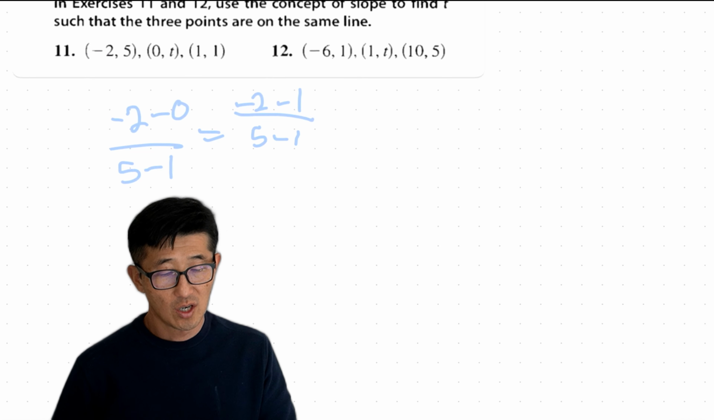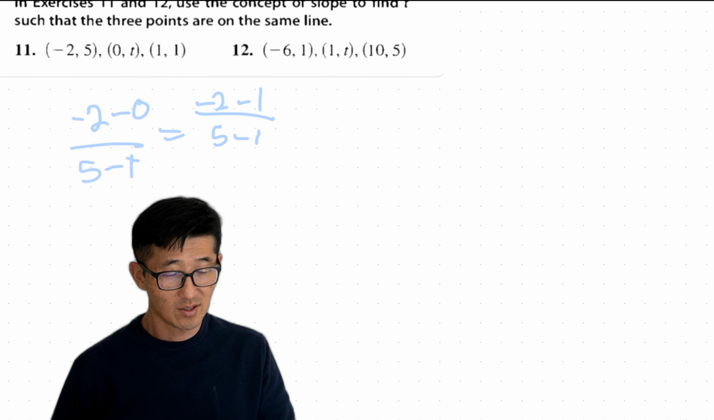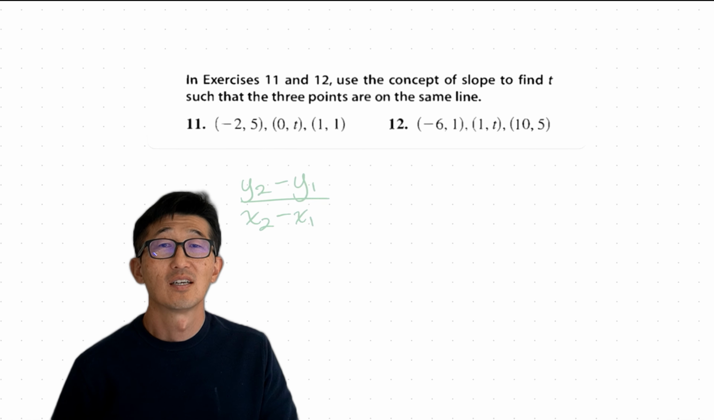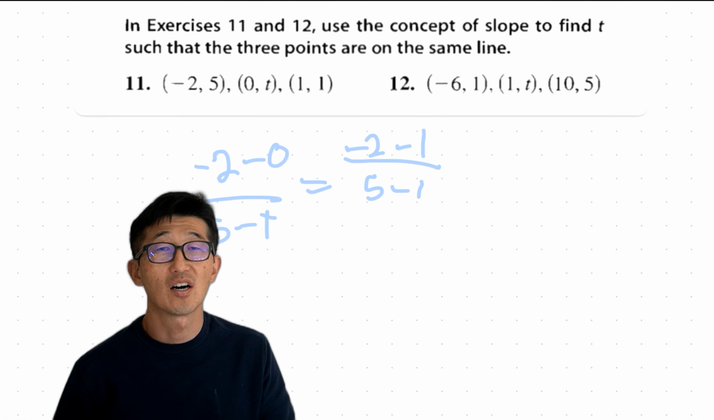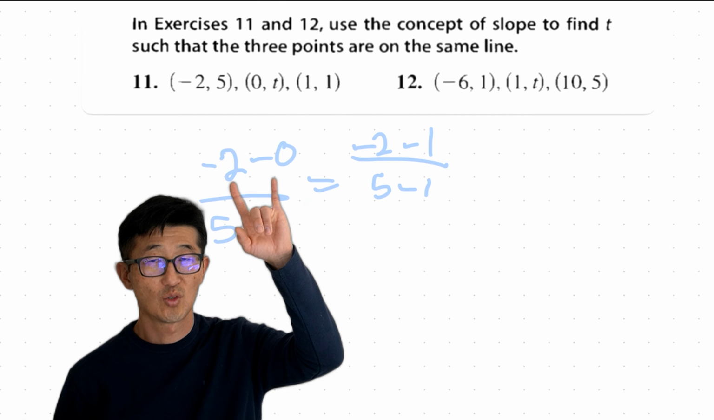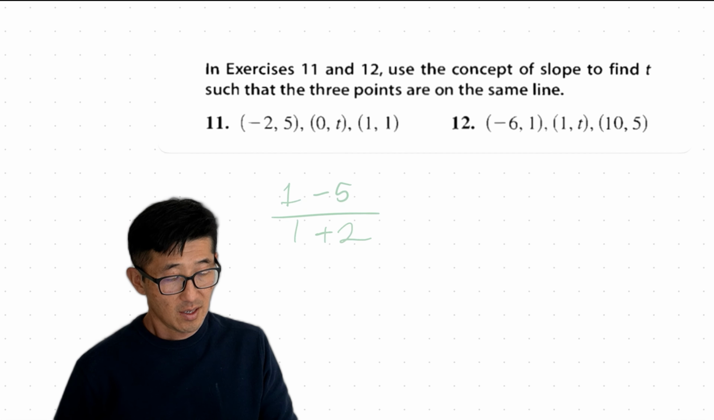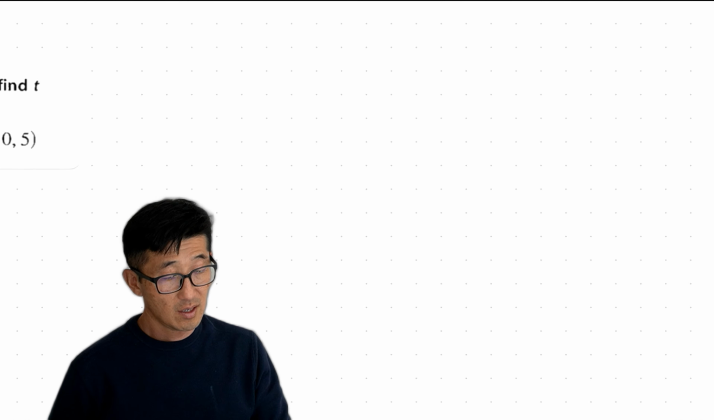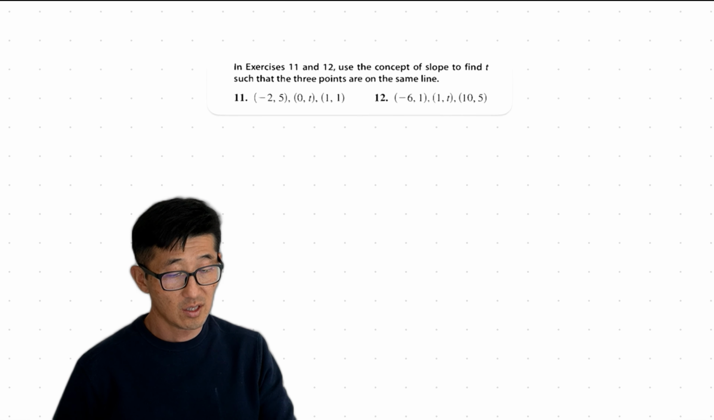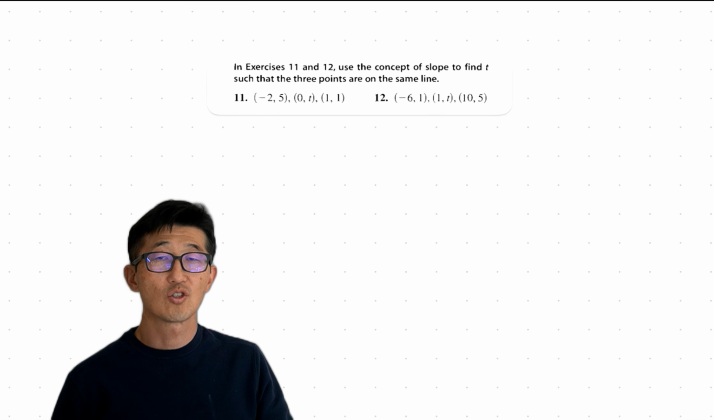Ian, this is wrong. It's y values on top, not the x values. Okay, and here, 1 - 5, 1 + 2. Yes, that's good. And then for Lily, are you writing but not showing up? Okay, we're gonna just call you Spectrum.